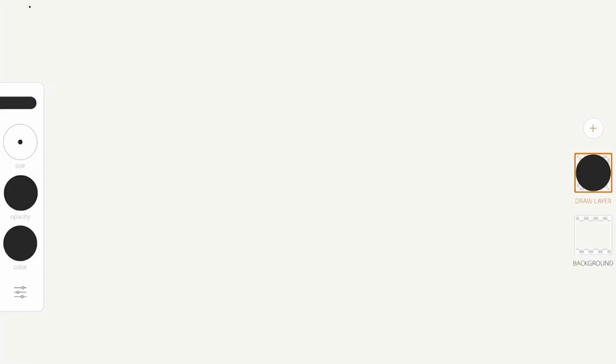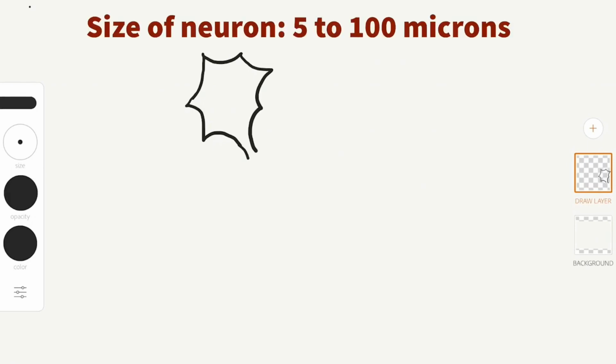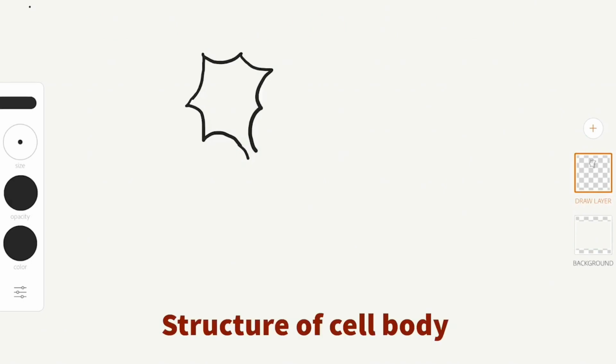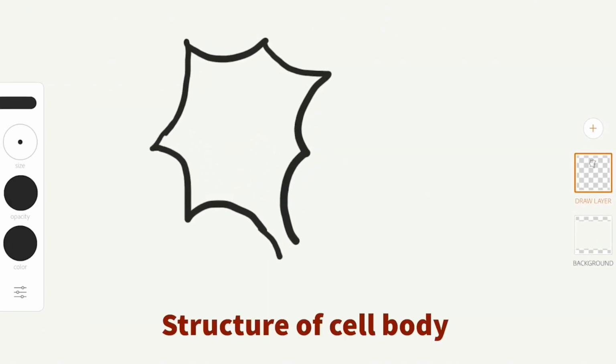As we discussed earlier, a neuron has a cell body. The shape and size of the cell body greatly varies. The size of a neuron can vary anywhere between 5 microns to 100 microns. This is the cell body of a neuron. Let's try to learn what are the organelles which are present in the cell body.